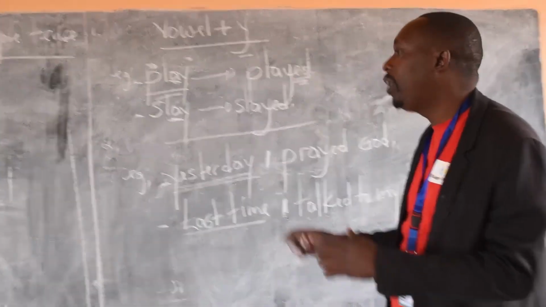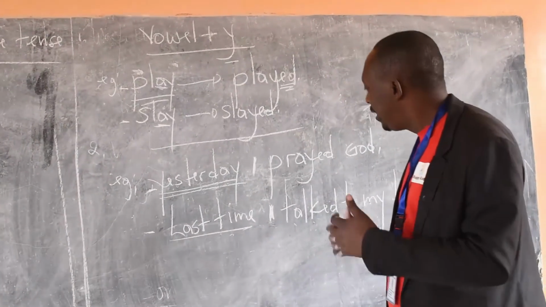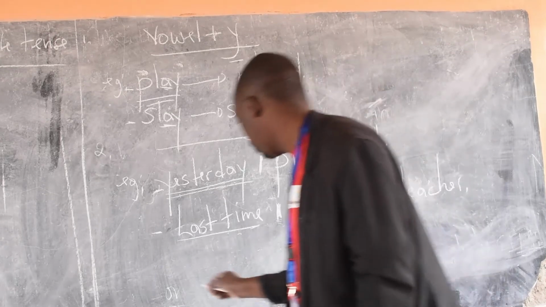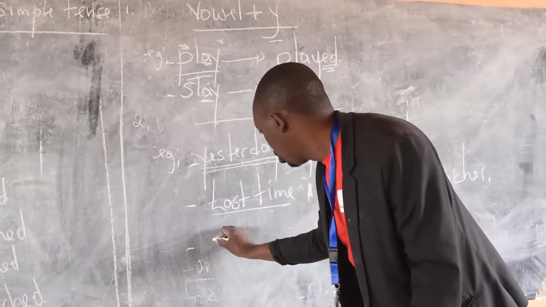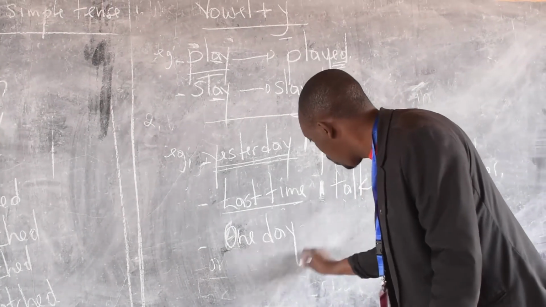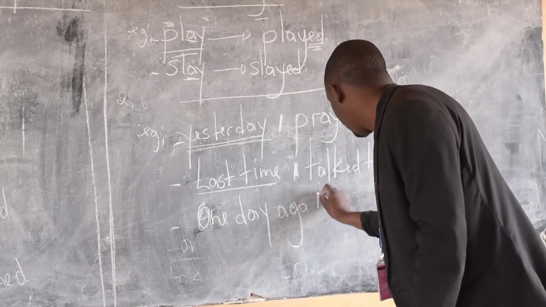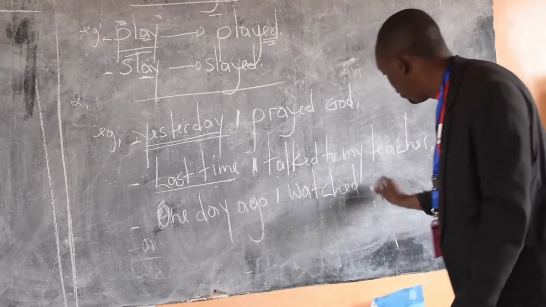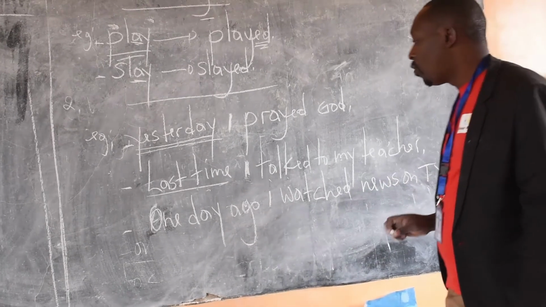Okay, so we are showing different things we did before today, different things we completed, because past tense shows completed activities. Okay, you can form also your own sentences. Okay, one day ago, I watched news on TV.